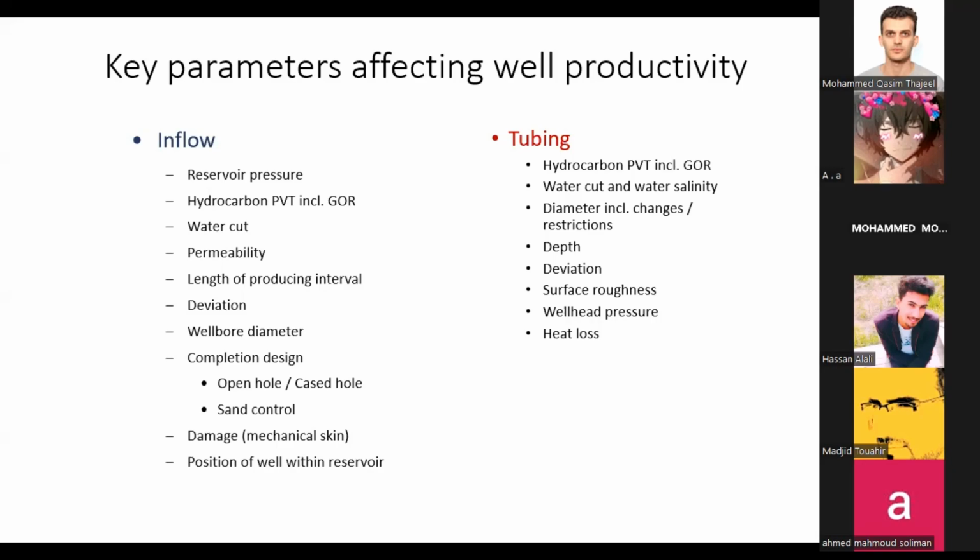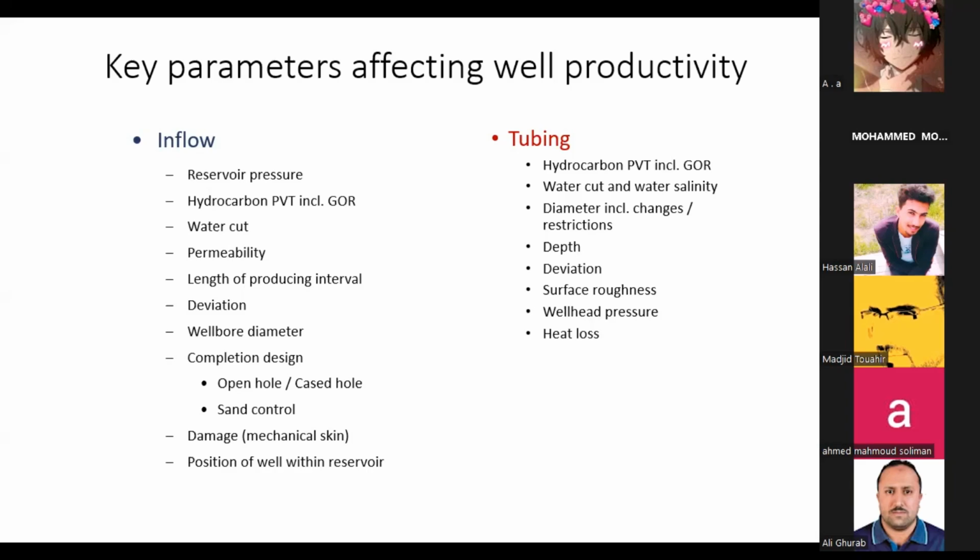The tubing performance is affected by the hydrocarbon PVT. If we have dense fluids, we need extra pressure to lift them to the surface. Water cut and water salinity are also affecting, because they affect the density of the fluid. Then the diameter and restrictions that we have in the wellbore. If we have a nipple or a subsurface safety valve, that restriction will affect the tubing performance for sure. Even the depth, deviation, and surface roughness of the tubing and casing will cause some pressure loss.